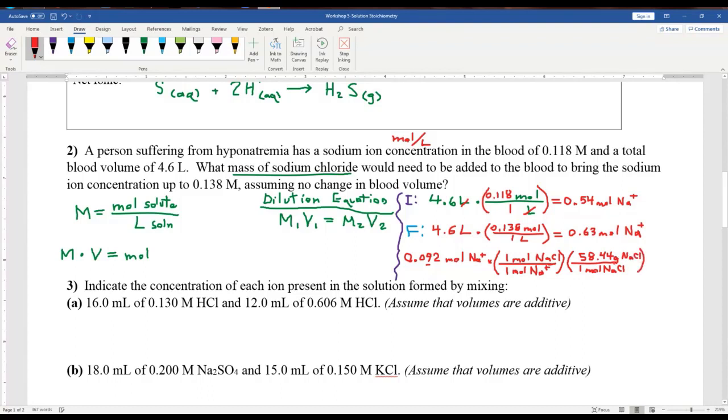Dang, I did it wrong. How so? I just used sodium for some reason. Oh, because it asks how many grams of sodium chloride would have to be added. Right, because sodium ion just doesn't exist in isolation, right? You can't just get sodium ion by itself. You have to have it bound to something or connected to something.